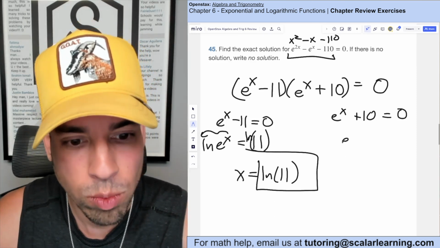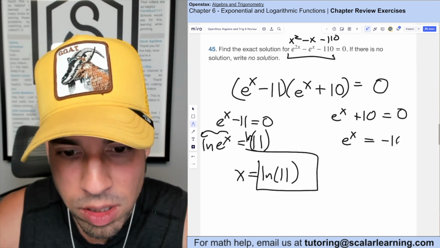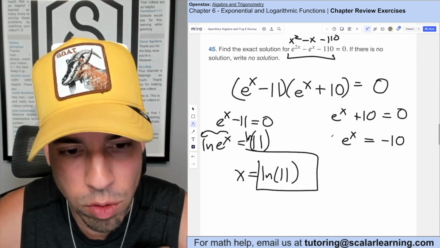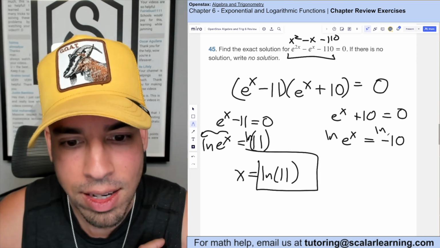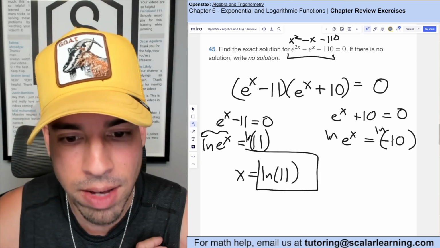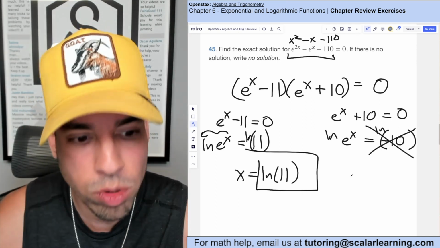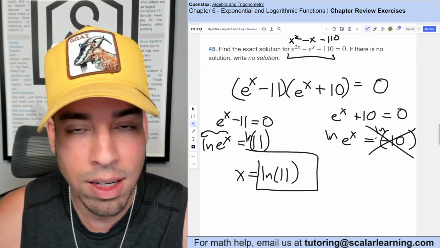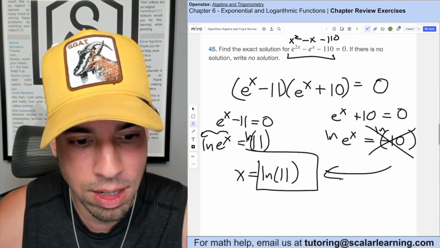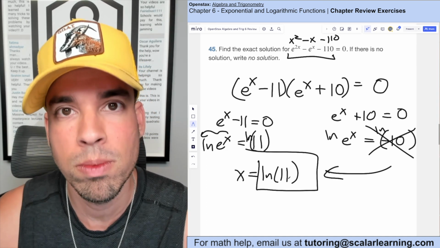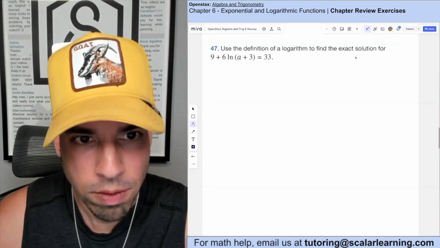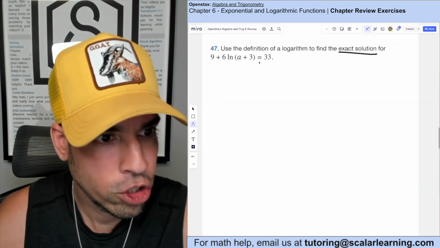Now for the second one, we're going to start by subtracting 10 from both sides. But here, when we take the logarithm to solve for x, again, we're taking a log of a negative value. That's not viable. That's a no solution situation. So this is not going to yield a viable solution. So this one did. That's the only viable solution. Boom, done.